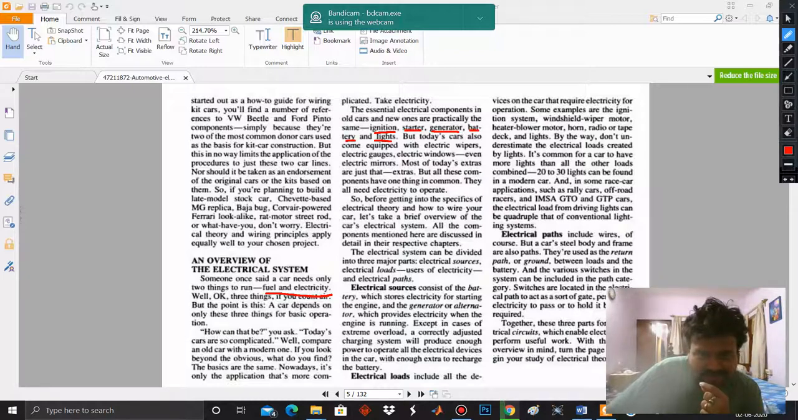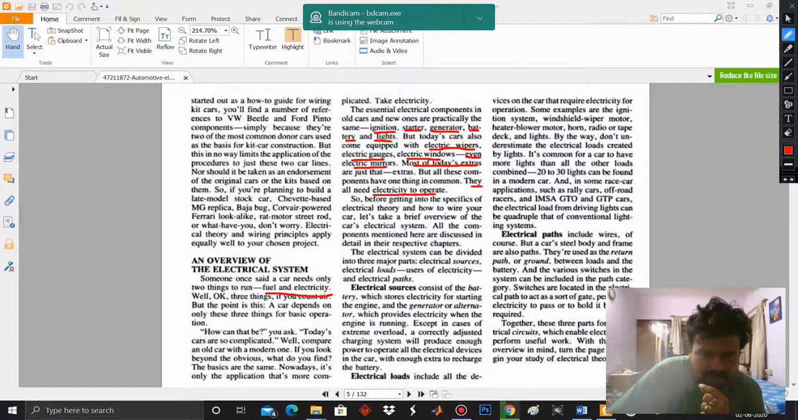But today's cars also come equipped with electric wipers, electric gauges, electric windows, and even electric mirrors. Most of today's extras are just that, extras. But all these components have one thing in common: they need electricity to operate. That is the common factor in all these modern components.